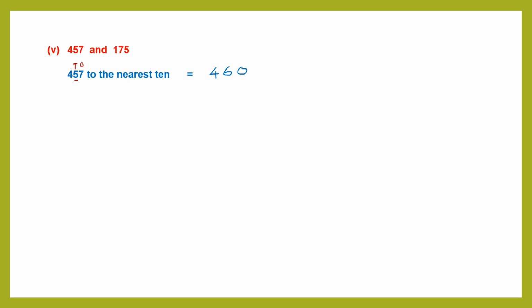So we've got 460. Now the next number is 175. The digit in the tens place, ones, tens is 7. To its right is 5. So 7 will change to 8.